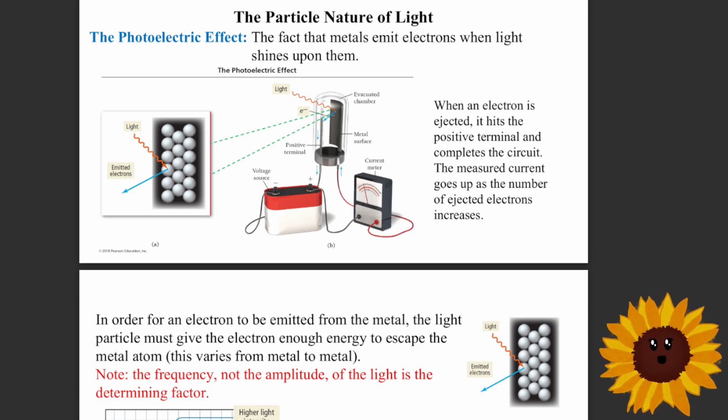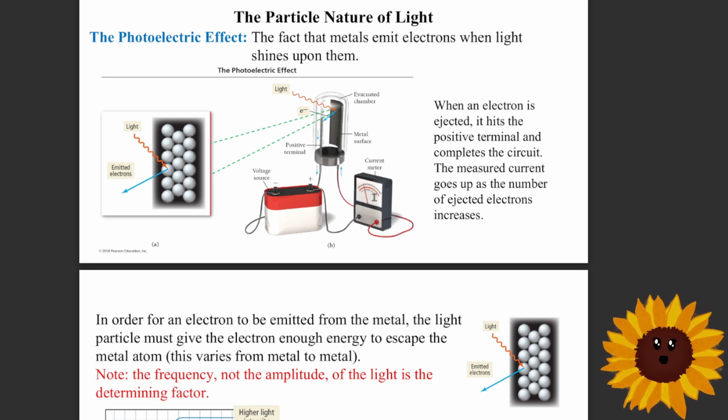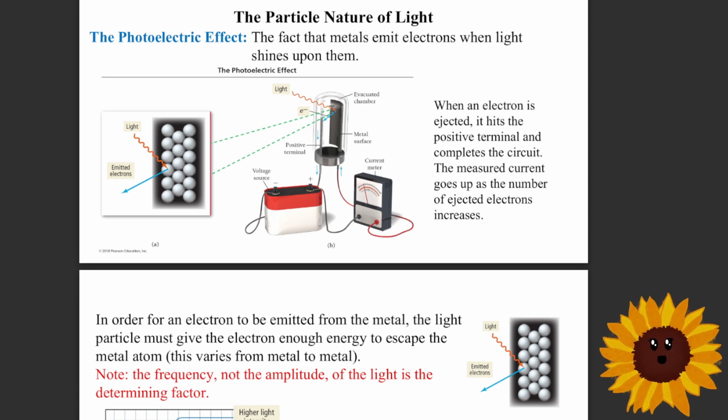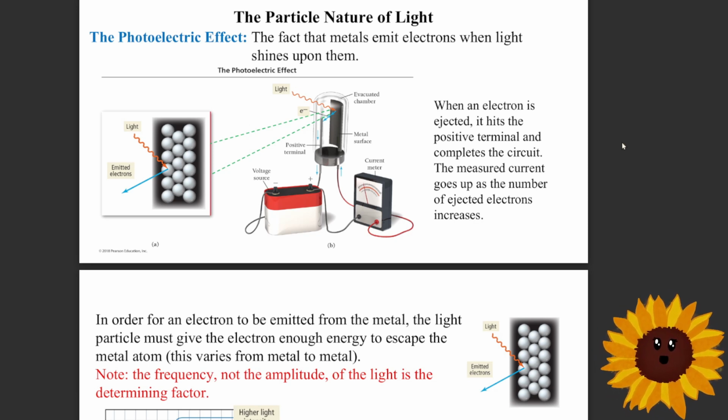So when light hits this metal surface, the light is going to excite the electrons around these metal atoms enough to where, whoop, it flies off. So when an electron is ejected or comes off of these metal atoms, it will hit the positive terminal and complete the circuit here. So the measured current goes up as the number of ejected electrons increases. So we can actually measure different types of metals and how easily electrons are removed from them through exciting them with light, because putting all these photons on it will get all these other electrons excited, and then they'll fly off.